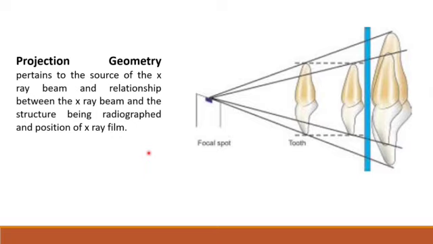So what is projection geometry? It pertains to the source of X-ray beam and relationship between the X-ray beam and the structure being radiographed and the position of the X-ray film. So this is the structure being radiographed and this is the X-ray film and this is the X-ray beam.